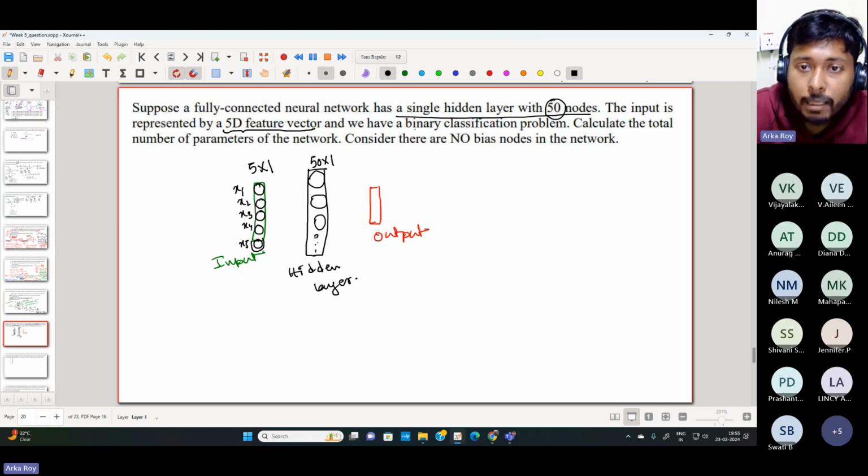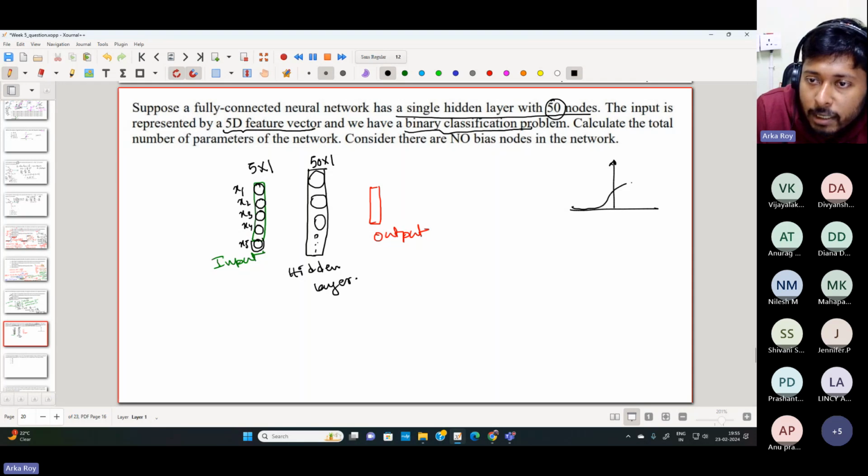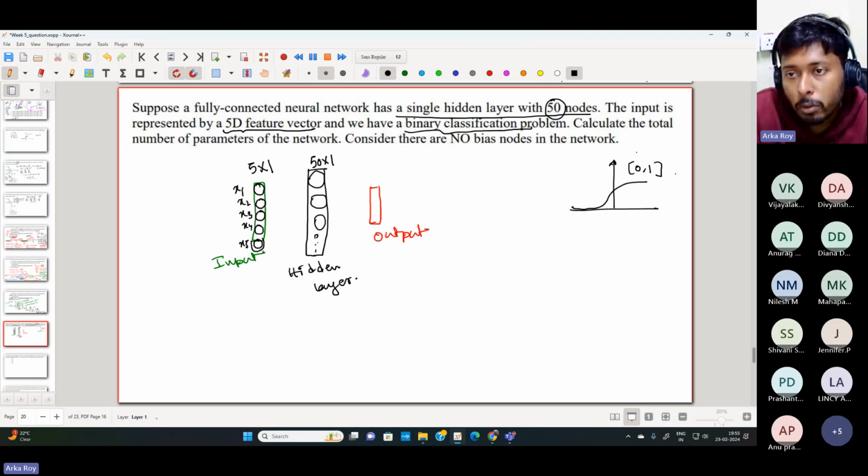Now you have a binary classification problem. So in case of a binary classification problem, what kind of activation function do we use? Sigmoid. Yes, sigmoid. Sigmoid gives you a value ranging from 0 to 1. And if a binary classification problem is concerned, our target will be predicting whether the image belongs to class 0 or class 1. So this serves the purpose of binary classification.